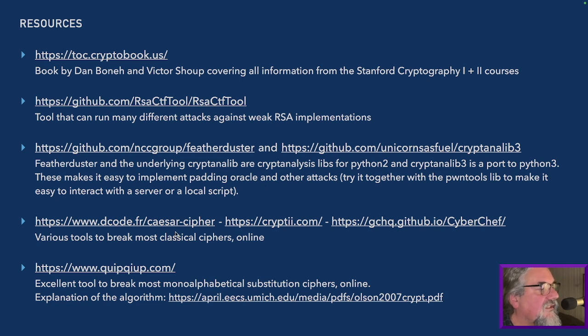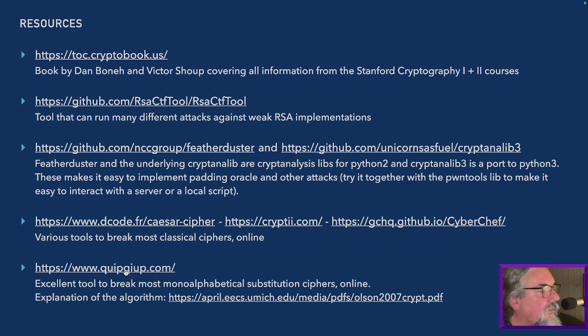For Caesar ciphers, you can check decode.fr. It actually can crack a large number of classical ciphers. Cryptii.com can also crack a large number of ciphers. CyberChef is a web application created by the British Intelligence Service, GCHQ, which can also implement a number of algorithms. It's pretty cool, actually. I think it runs in JavaScript in the web browser.